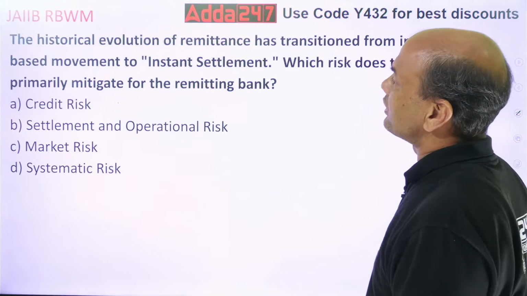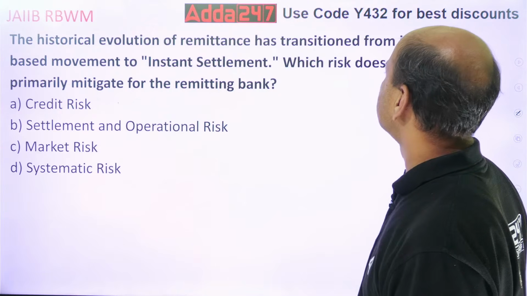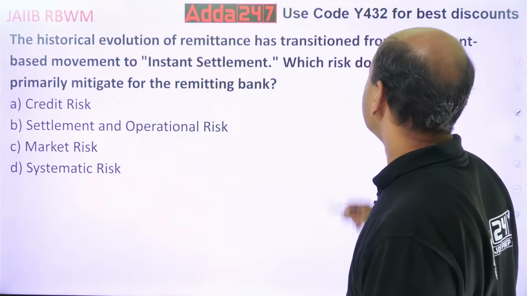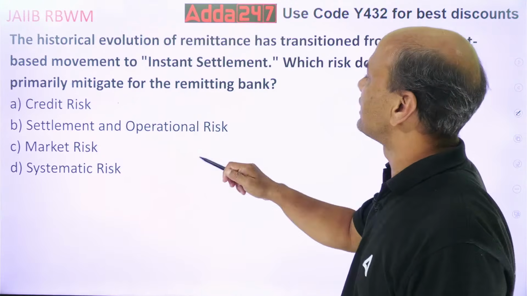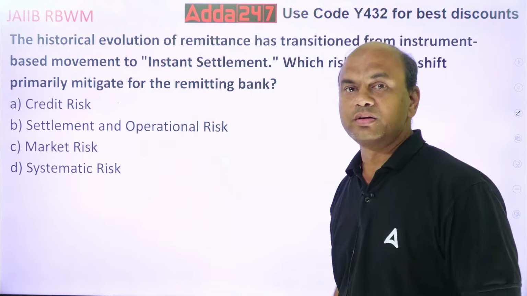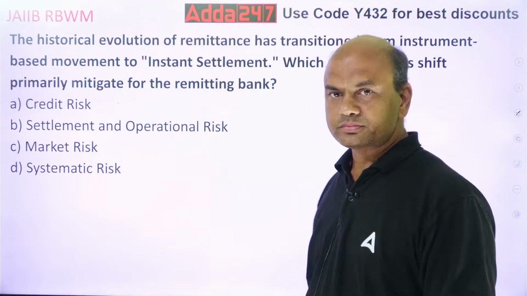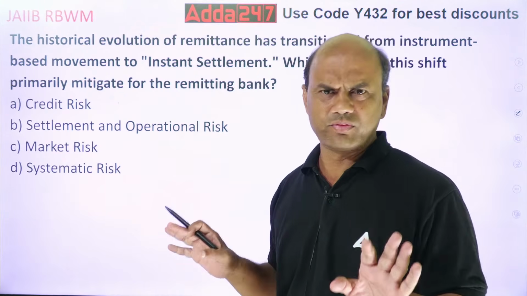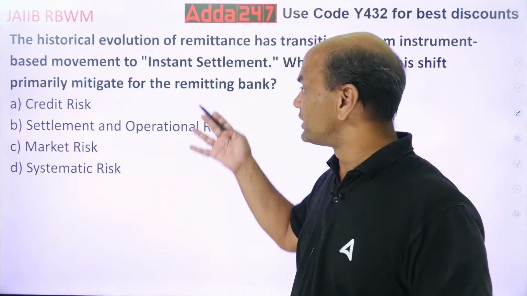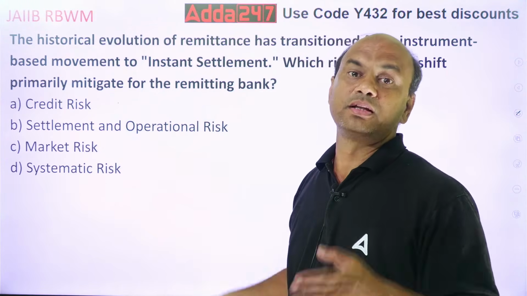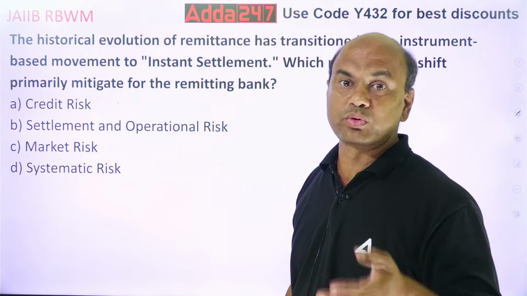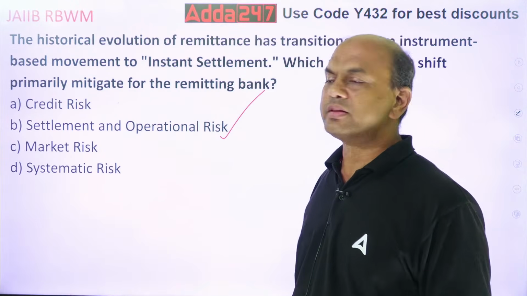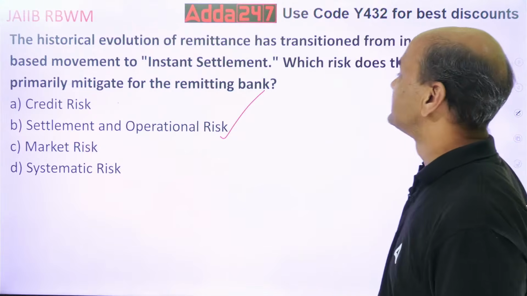The historical evolution of remittance has transitioned from instrument-based movement to instant settlement. Which risk does this shift primarily mitigate for the remitting bank? Difficult one. See, now we have shifted from clearing to UPI, right? So which is the risk which is covered in this? In clearing, what used to happen? 2 days clearing was there. So this is settlement and operations risk. This risk is mitigated.